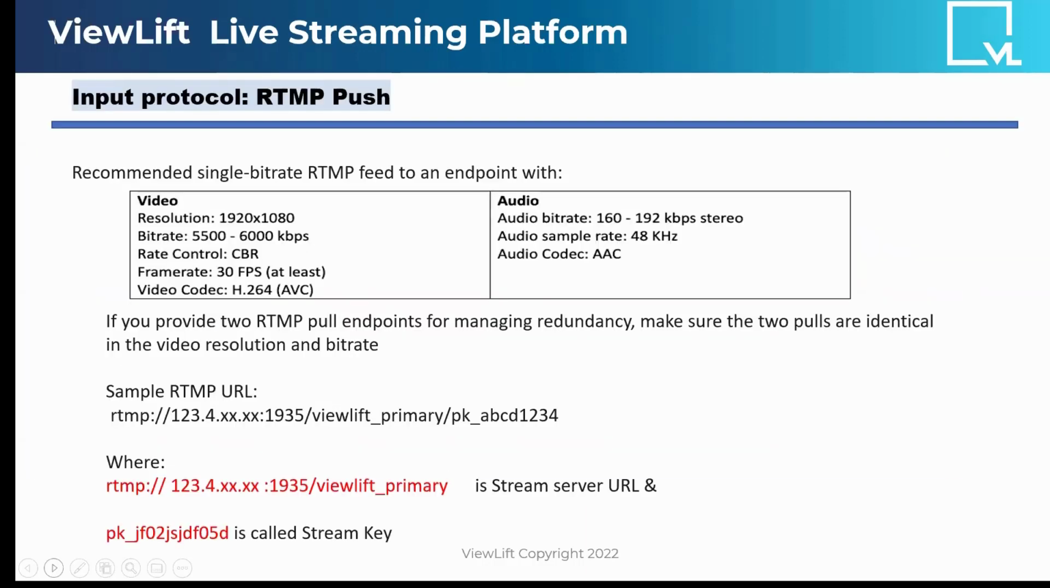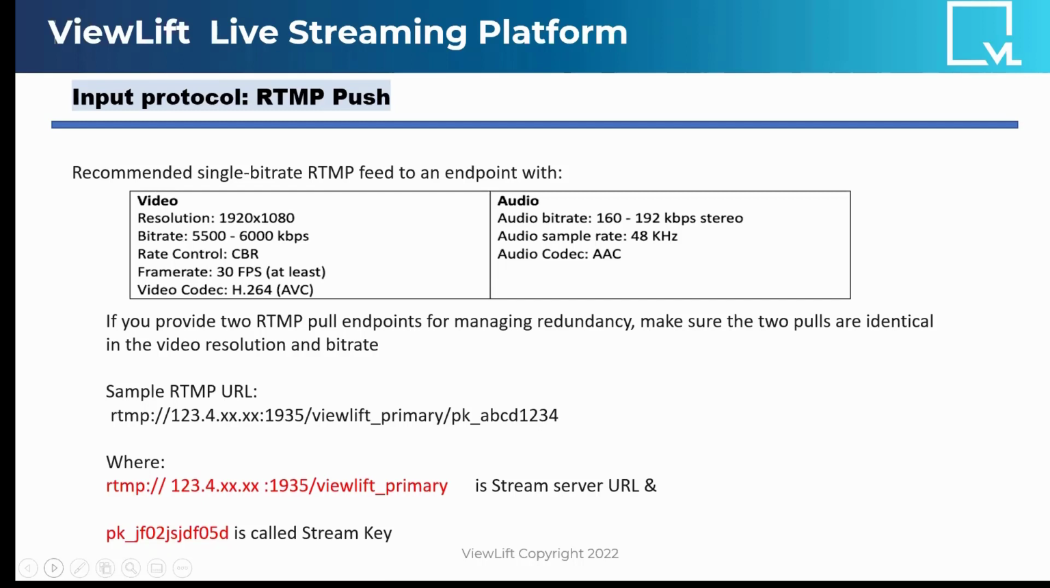RTMP push is a widely known protocol. It's the Real-Time Messaging Protocol, commonly used for streaming audio, video, or data over the internet. From the client side, meaning the source location, we give a targeted endpoint location. The source location encoder pushes to that particular RTMP address, and we receive it in our encoders. This way, the connection gets established.